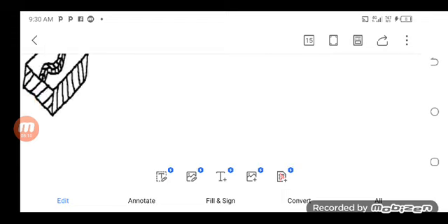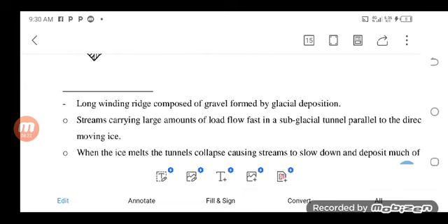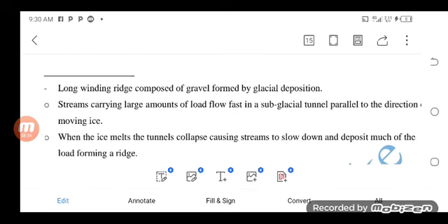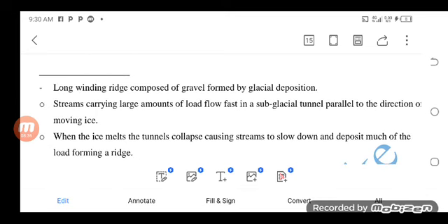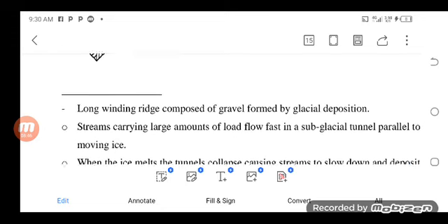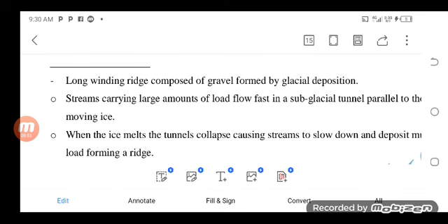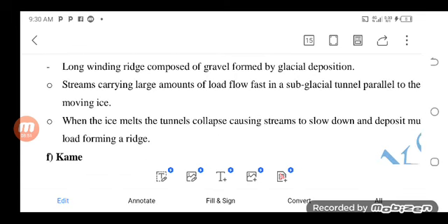Then we have an esker, and now you can see it. It's a long winding ridge composed of gravel formed by glacial deposit. The streams carrying large amounts of load flow fast in a subglacial tunnel, like a ground tunnel, parallel to the direction of the moving ice. When the ice melts, the tunnels collapse, causing the streams to slow down and deposit much of the load, forming a ridge. So that's what you call an esker.